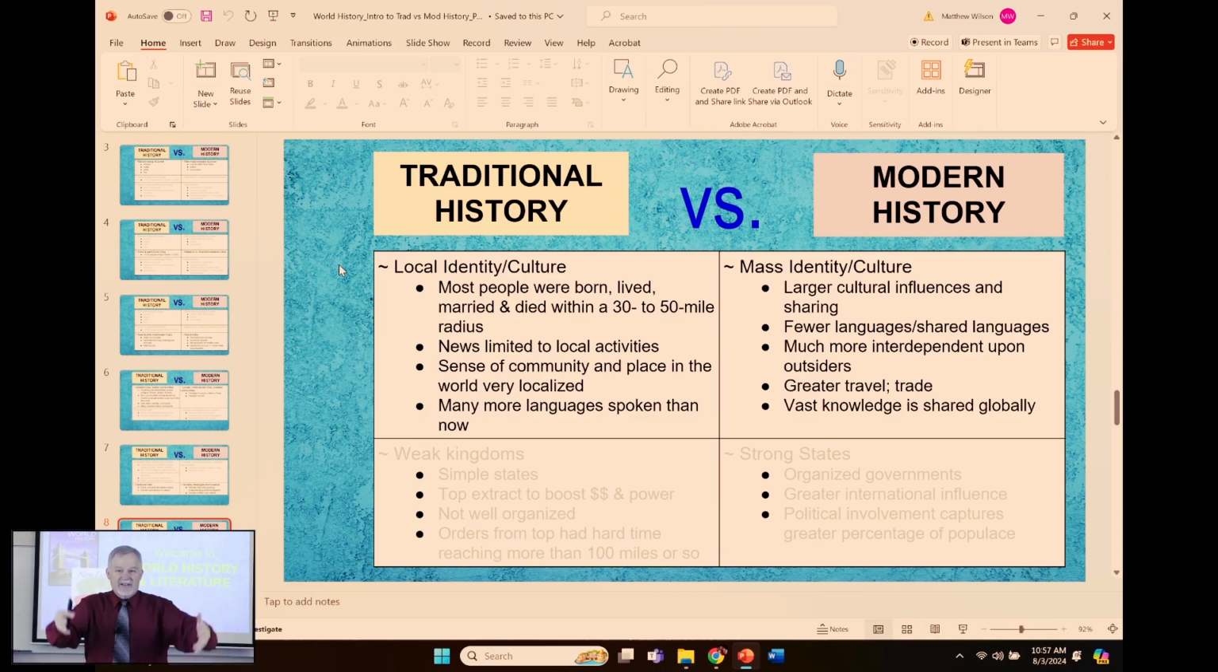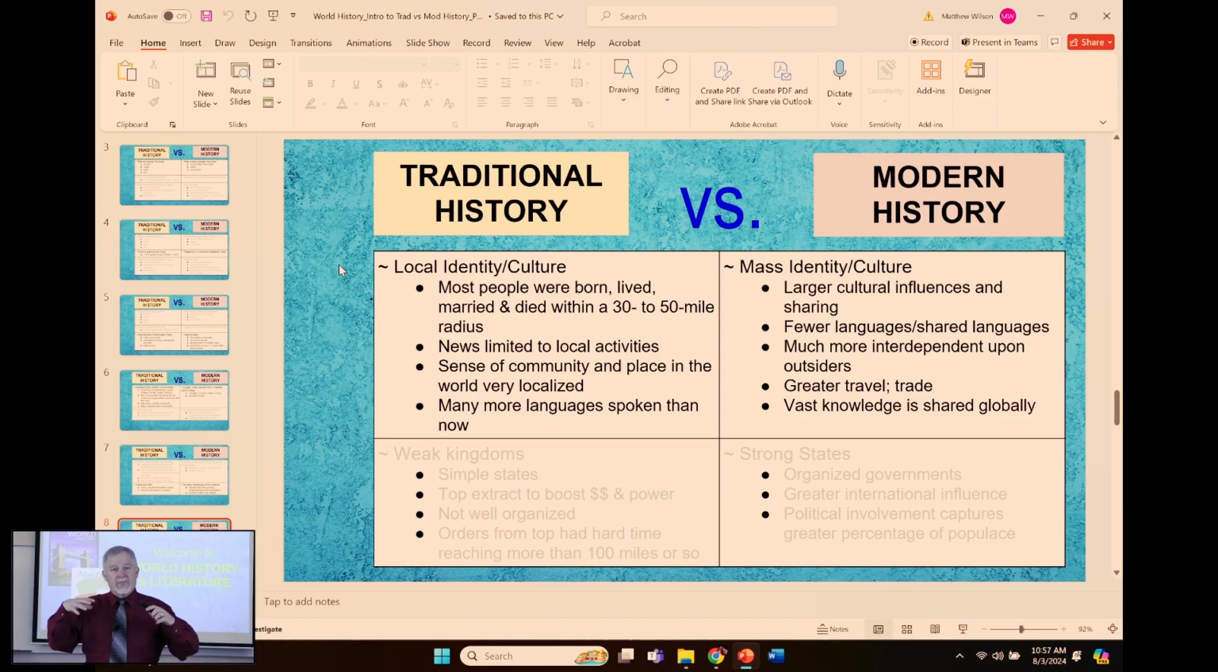Printing press is not really up and running. You don't have that communication going back and forth. Sense of community and place in the world is pretty much, I live in this place and this is the world. Very centralized. Many more languages are spoken at this time, many more dialects within different regions.